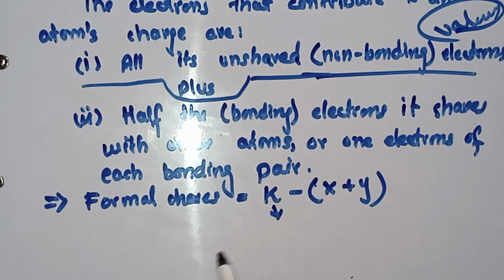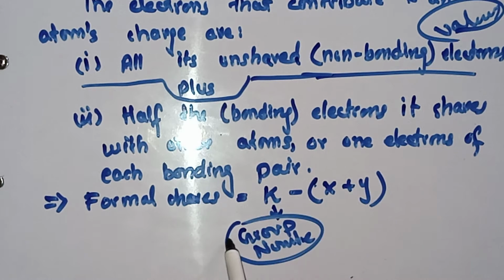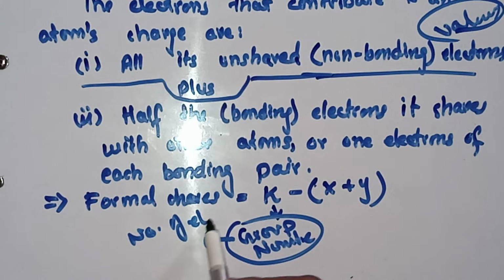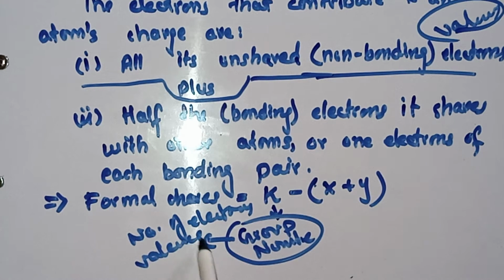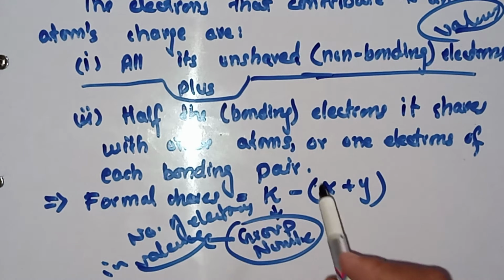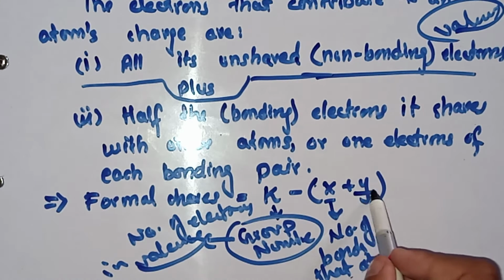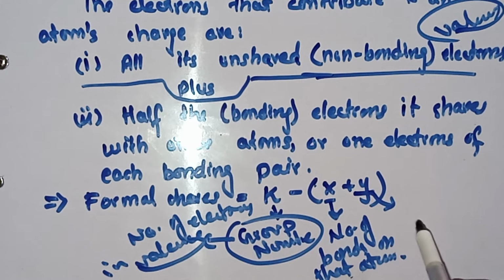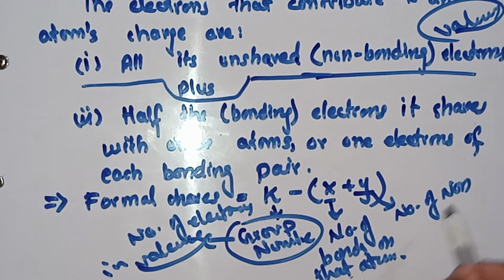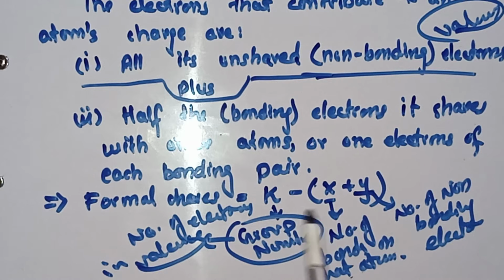K means group number. Group number means the number of electrons in the valence shell. Minus x, where x means the number of bonds on that atom, while y means the number of non-bonding electrons. K minus x plus y.